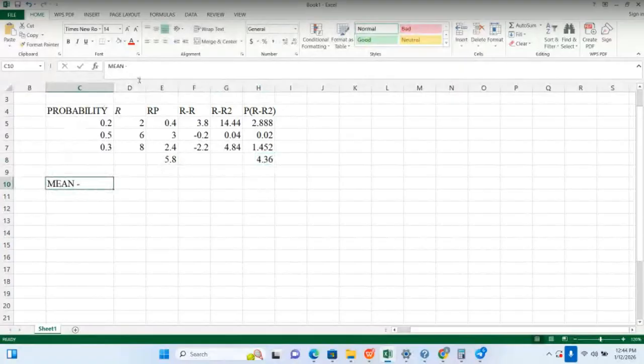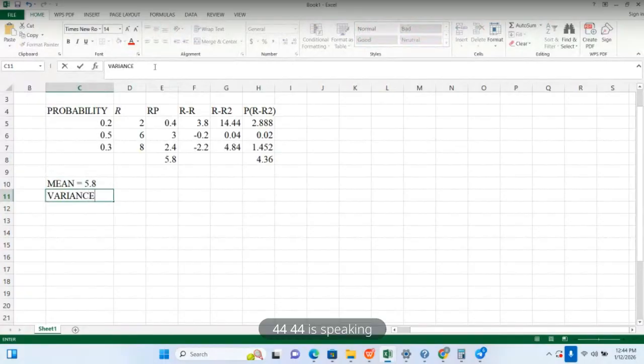So I just want to write it out here. Our mean is 5.8. Then our variance is 4.36.